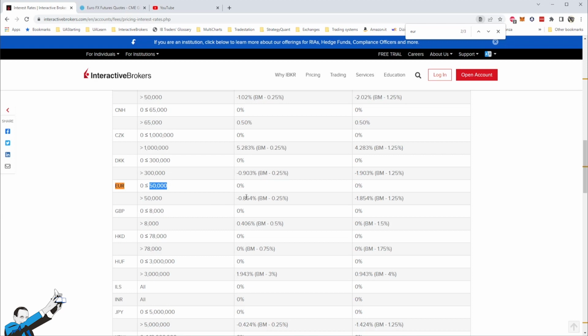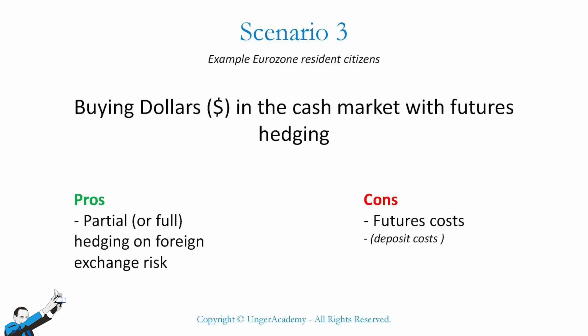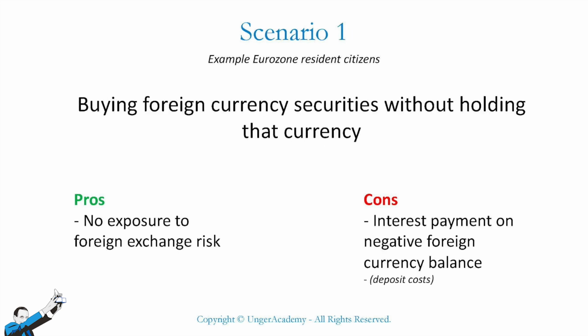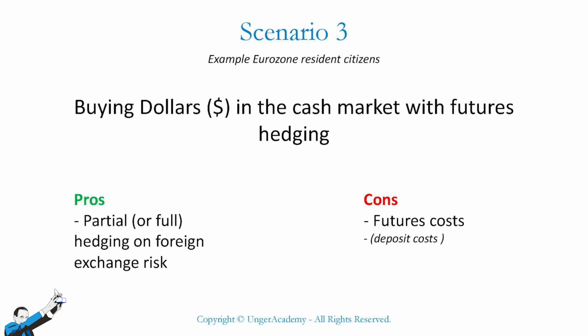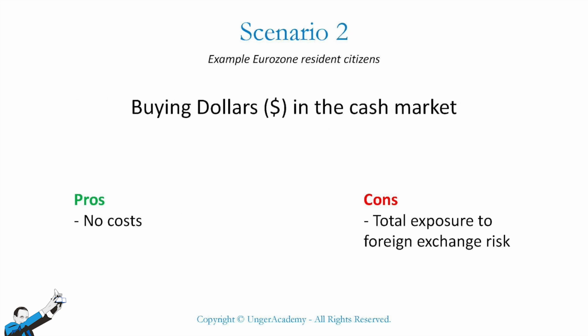Now, the more observant of you may have noticed that I added these deposit costs only to scenario 3 and scenario 1. So scenarios in which there is still a balance in euros. So in scenario 1, we always had euros. In scenario 3, we also bought dollars, but we hedged with the futures. So we were left with a hybrid condition with both dollar cash and euro cash. In this situation, we had assumed that we were only buying dollars, so we only had a dollar account.